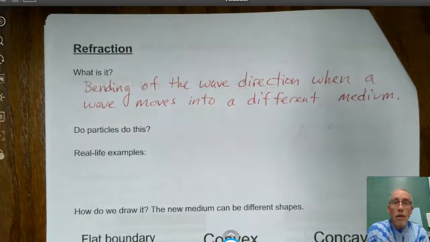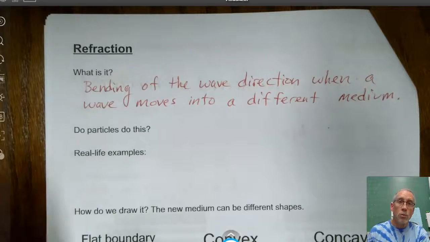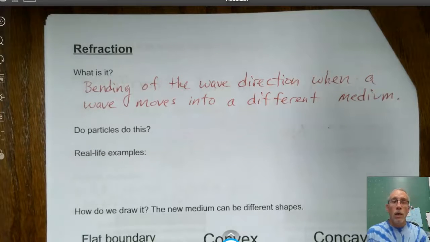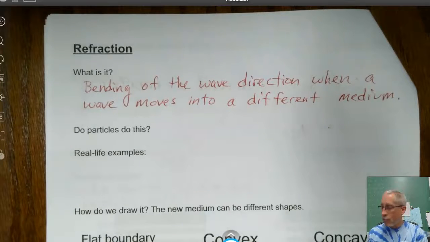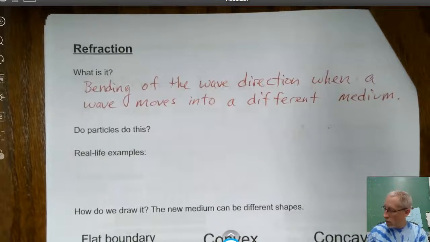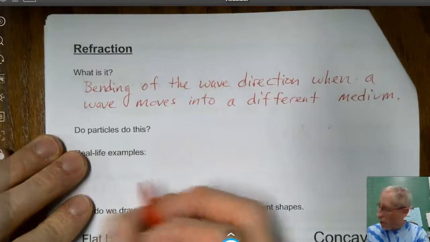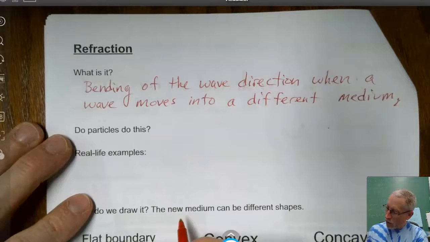So I'll remind you, the medium is what we call the material that the wave is going through. So in our virtual ripple tank, it would be water. In the case of sound waves going through the air, the medium is the air, okay? So we're not really going to a different medium because it's still water, but there's something different about it. So we can change the depth of the water, and that effectively makes it a different medium, okay? Let me put a comma here instead of a period.